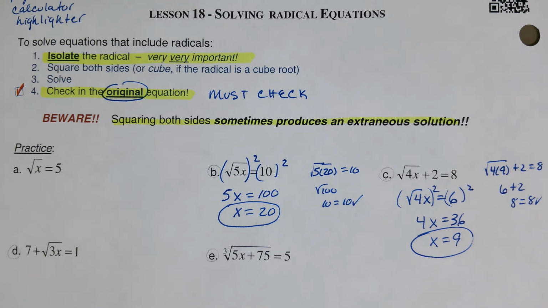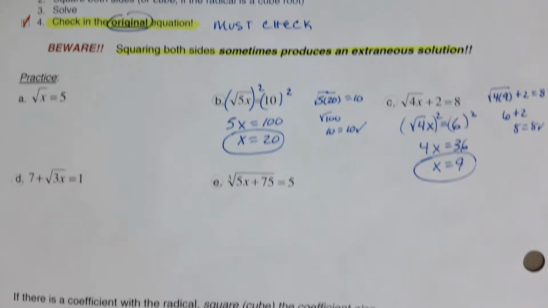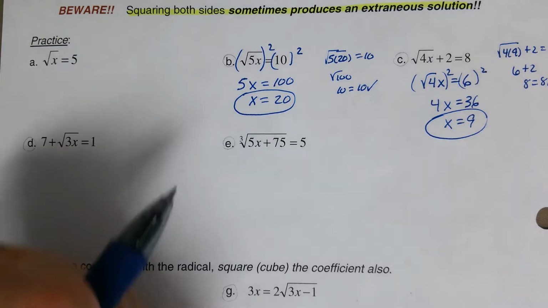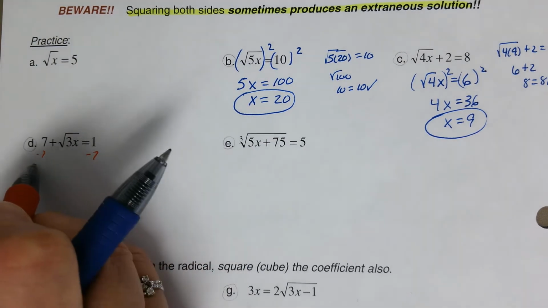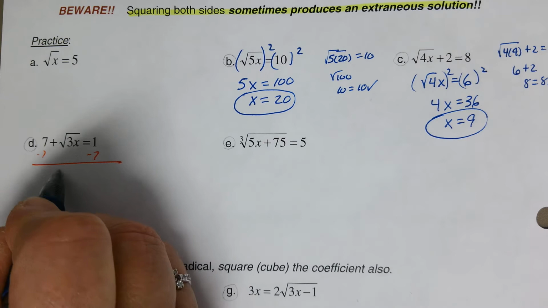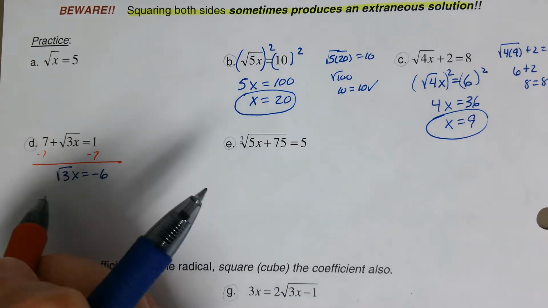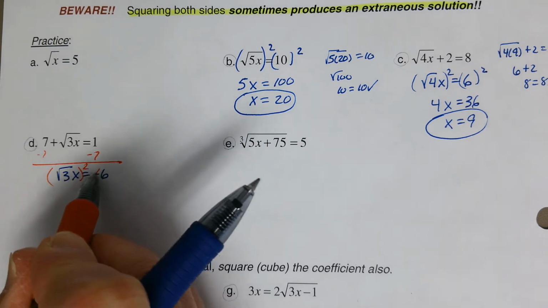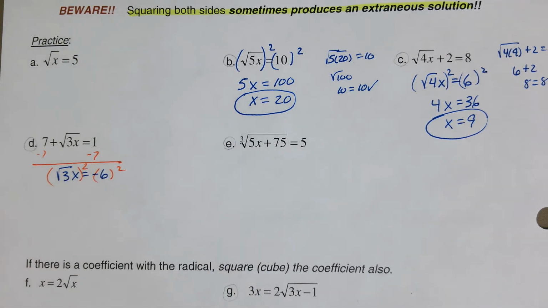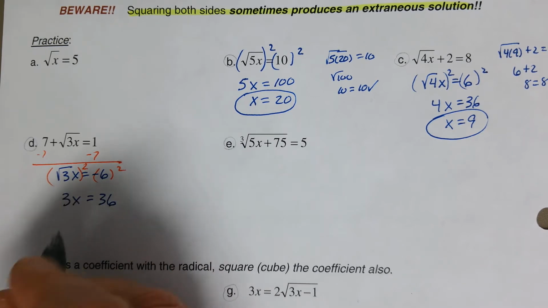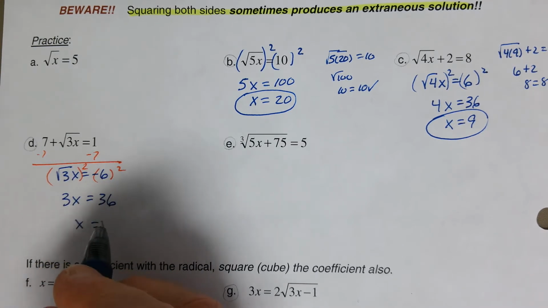D, 7 plus the square root of 3x equals 1. Isolate the square root of 3x. We'll subtract 7 from both sides. Square root of 3x equals negative 6. Square both sides. 3x equals 36. Divide by 3, x equals 12.